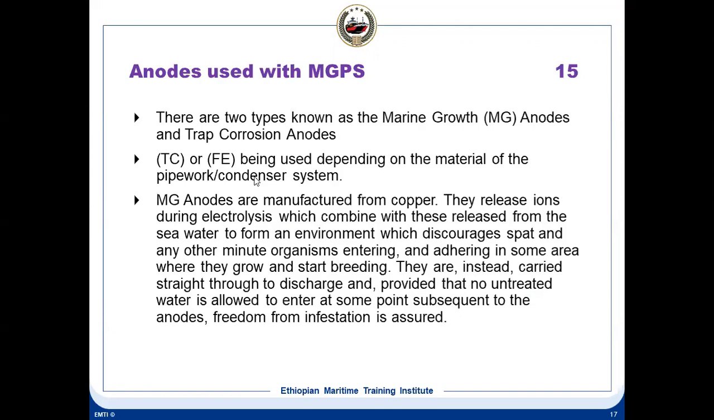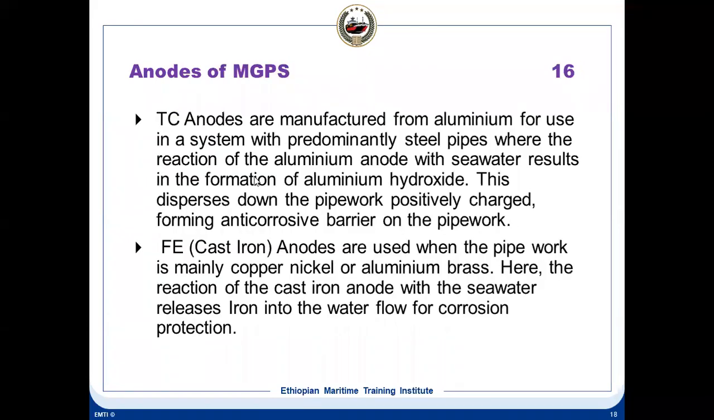So in the copper, the ions are produced, and the ions go with the water through the pipings, and it will give an anti-fouling effect. Basically, it will discourage mussels and any other organisms from entering and sticking onto the inside of the pipings. That is done by the copper. So copper ions give the anti-fouling effect, and trap corrosion anodes are only for corrosion.